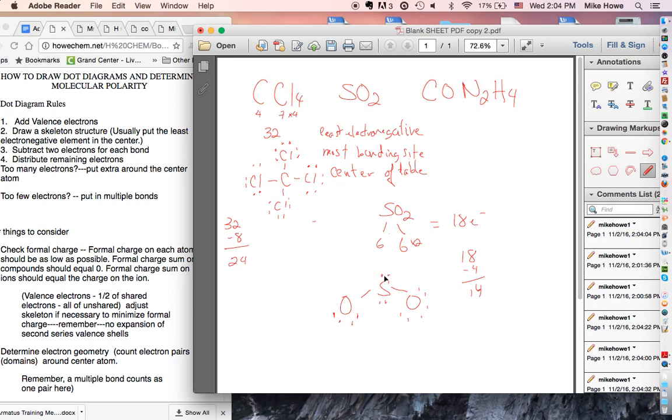Okay, so once again, I had 18 to work with. I had 4 in the picture. Take those away. I've got 14 dots to put in. I've put in my 14 dots, and I'm still 2 electrons short right there.